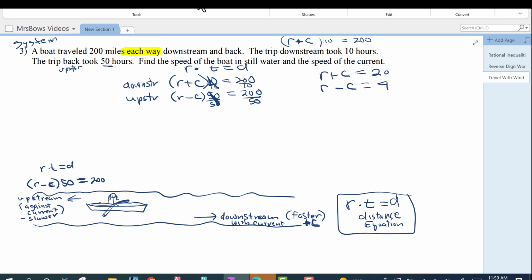And now we have a system where if you're looking at the variables, if you add r plus r equals 2r, positive c plus negative c cancels each other out, which is what we want. And that equals 20 plus 4, which is 24. And then divide both sides by 2. So we know that the rower, the person rowing, rate is 12 miles per hour.